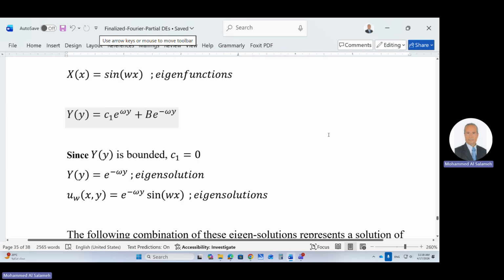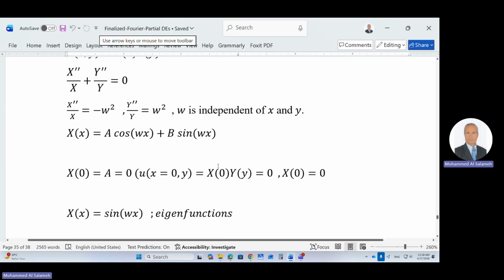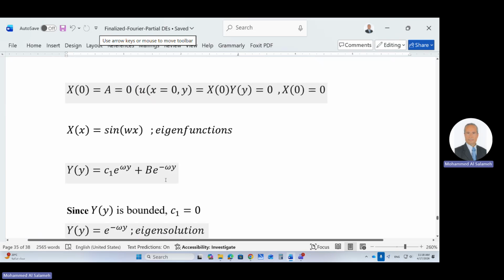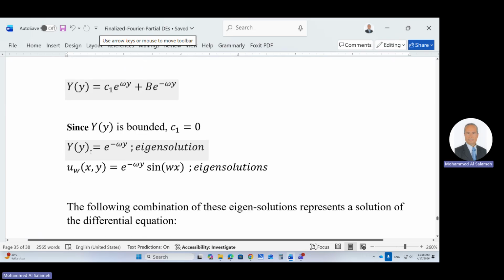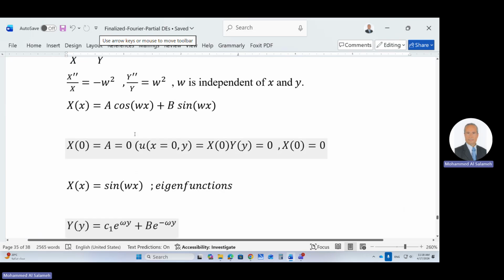Now y equals exponential minus omega y. Of course, we will cancel exponential plus omega y, because if you put y to infinity, the first term will go to infinity. So we have to cancel it. We put only this term because we do not have infinite temperature. So we'll have only Y of y equal exponential minus omega y, and the total solution will be exponential minus omega y times sine omega x. We have exponential minus omega y, and we have obtained here sine omega x.